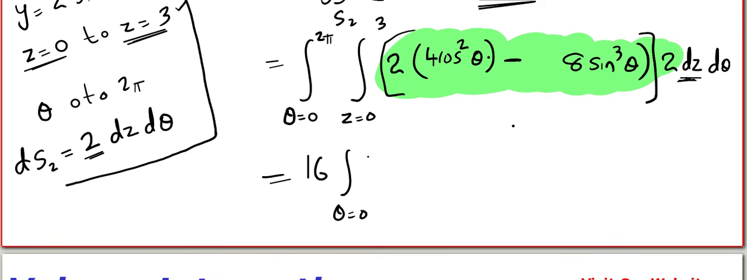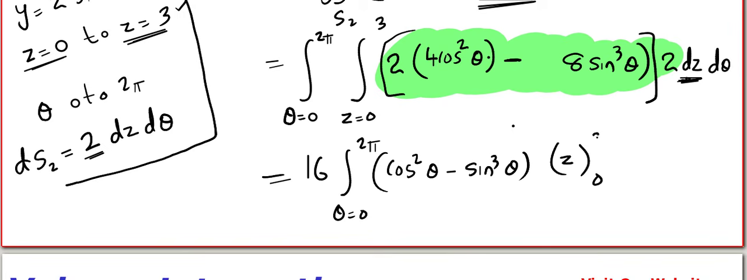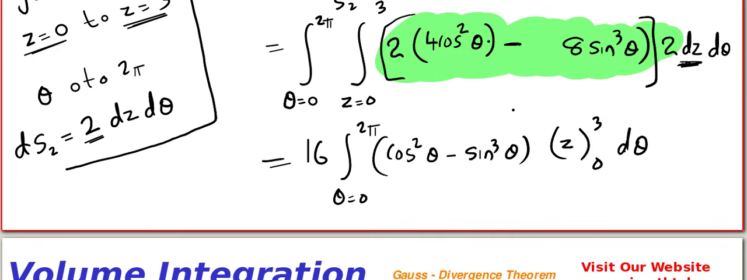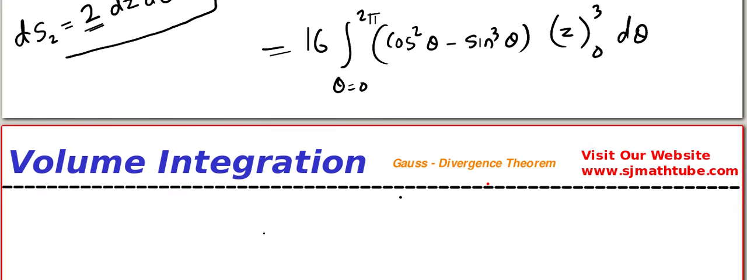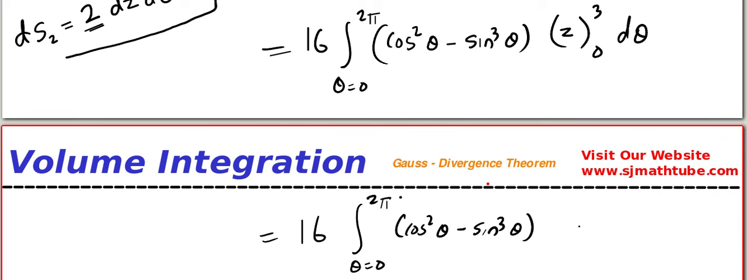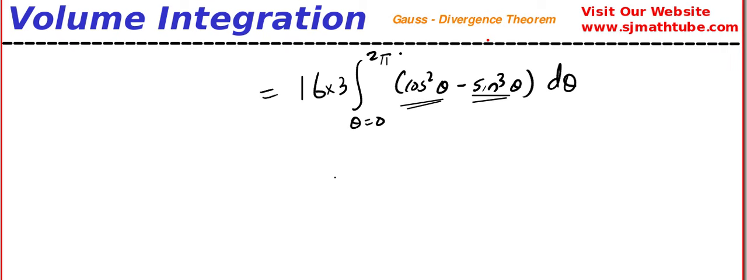Integral theta is equal to 0 to 2 pi cos square theta minus sin cube theta. So this is a constant. When you integrate with respect to z, it will be z within the limits 0 to 3 d theta, and that will be 16 integral theta is equal to 0 to 2 pi cos square theta minus sin cube theta, and it will come 3. So I'm going to write it outside, d theta, and the remaining part you can integrate yourself.